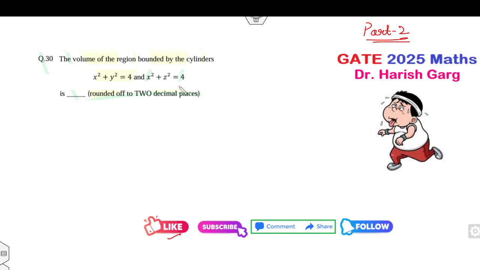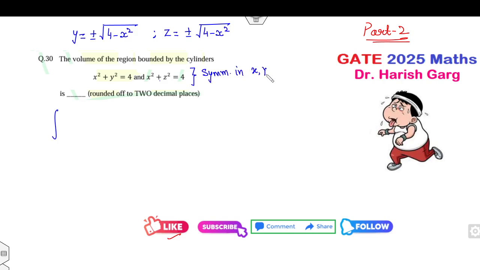Find the volume of the solid bounded by this. So from the case you can see I can find the value of y is 4 minus x square. I can also find the value of z in terms of x. Again you can see this is symmetric in x, y and z because of the even degree. So what is the volume?